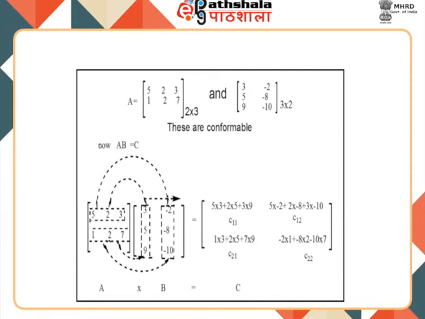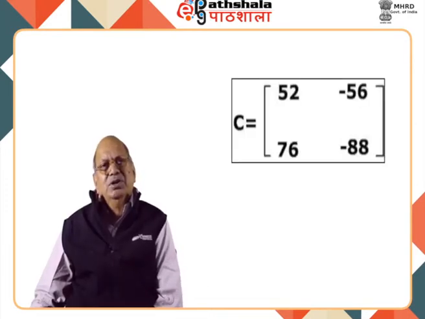Here we pick up the rows of A, that is row number 1: 5, 2 and 3, and take the column of B. We multiply each and every element of the first row with the column of the second, and these are added, in this case 5 times 3 plus 2 times 5 plus 3 times 9. Like this we get the entries of matrix C: C11, C12, C21, C22. Again, take the row of the first, multiply with the entries of the column of the second, and like this we get the actual multiplication matrix C, which is shown over here, 52, minus 56, 76, minus 88. Again, take the row of the first, multiply with the column of the second, and get the entries of C.